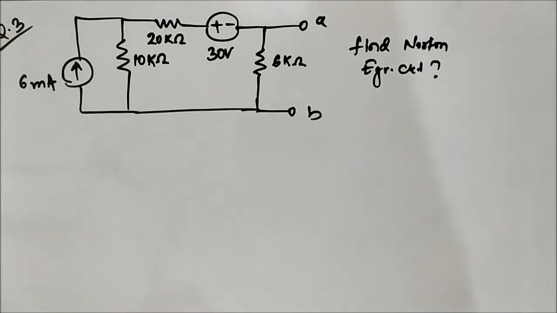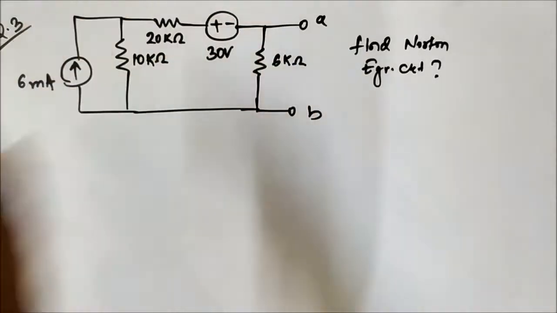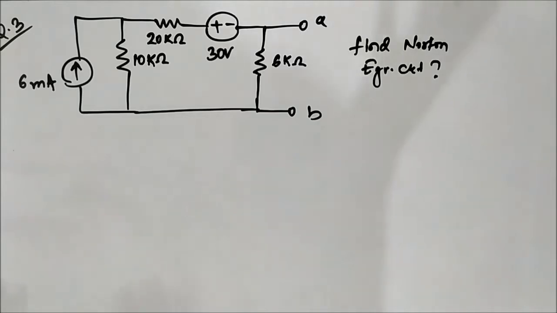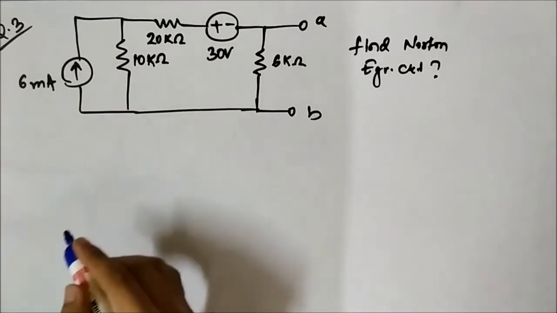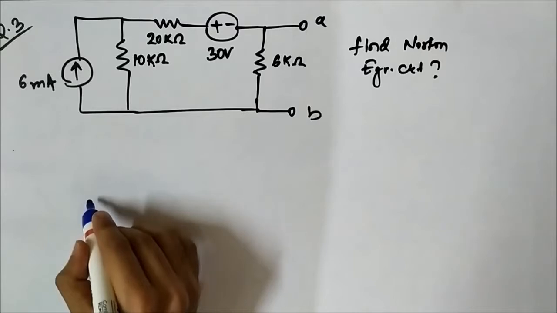Hello friends, so this is the third question which we are going to solve on application of Norton equivalent theorem. So we have the circuit here, so it involves two parts. First, determination of IN, then the equivalent resistance. Okay, so let us redraw the circuit, short circuiting the terminals A and B.